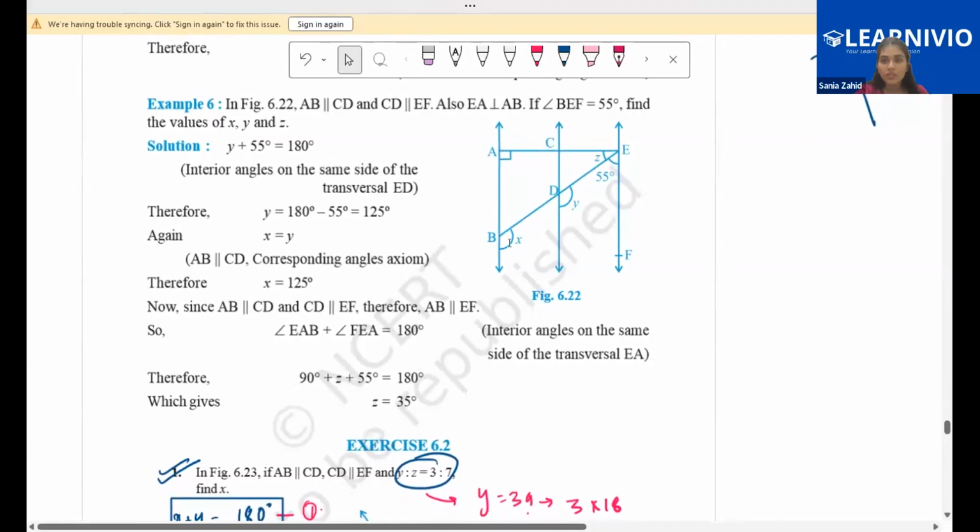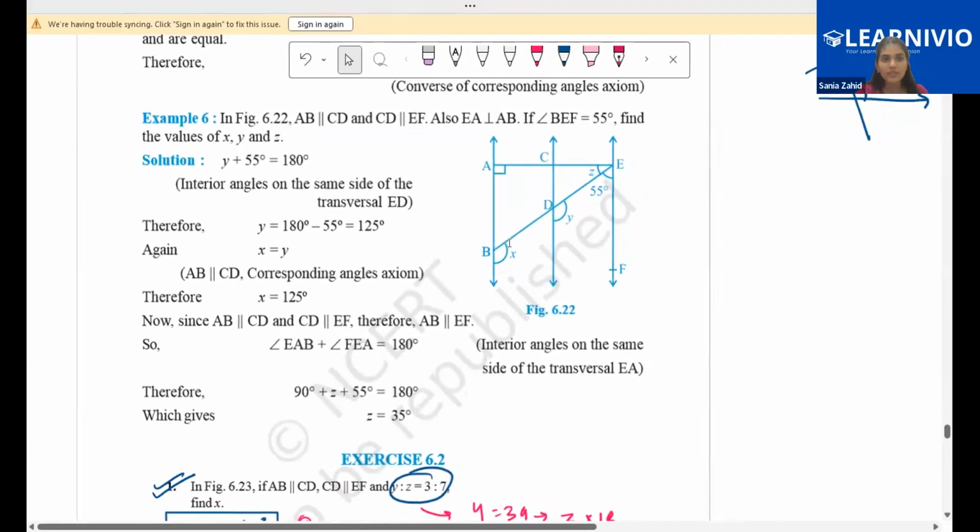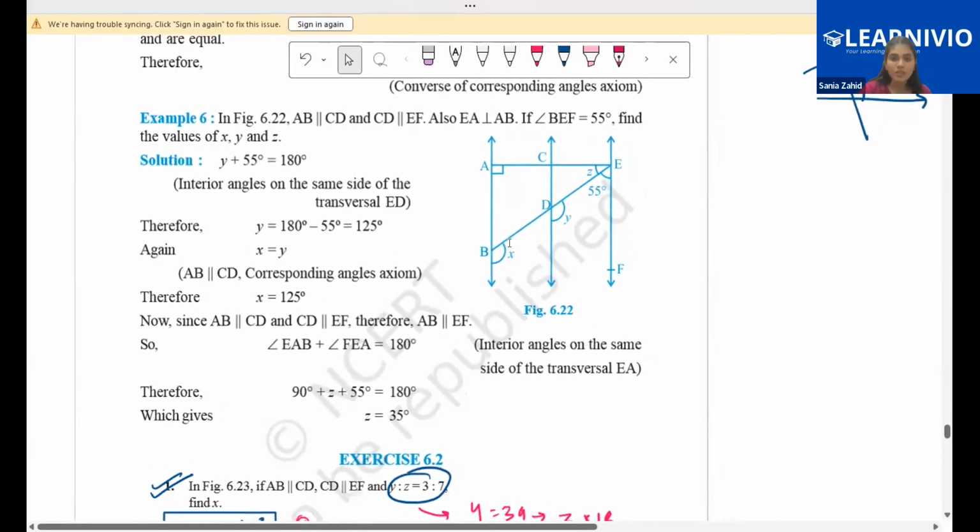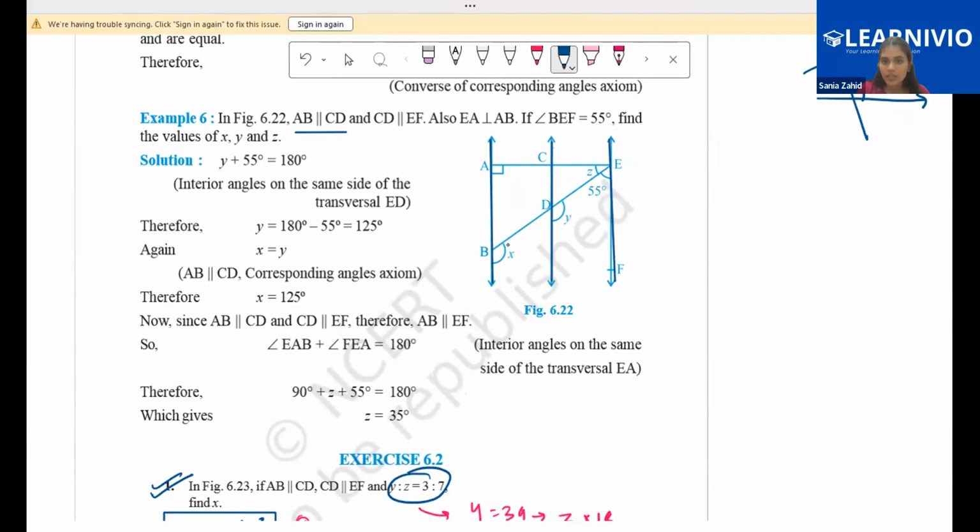Okay, now this question you will do now, children. In figure 6.22, I'll explain the figure to you. They are telling you that AB is parallel to CD, and CD is parallel to EF line. So that means all of them are parallel to one another.